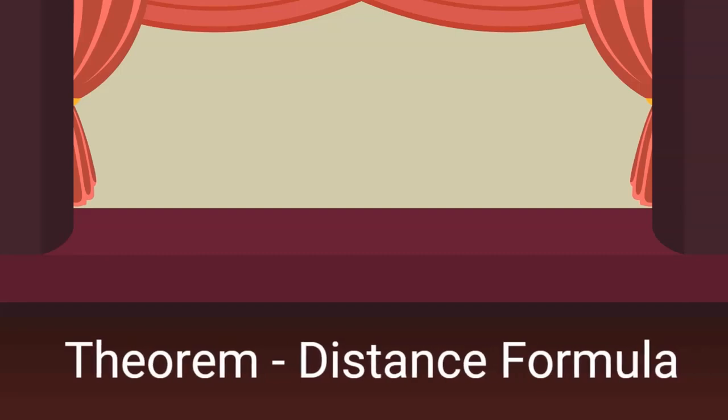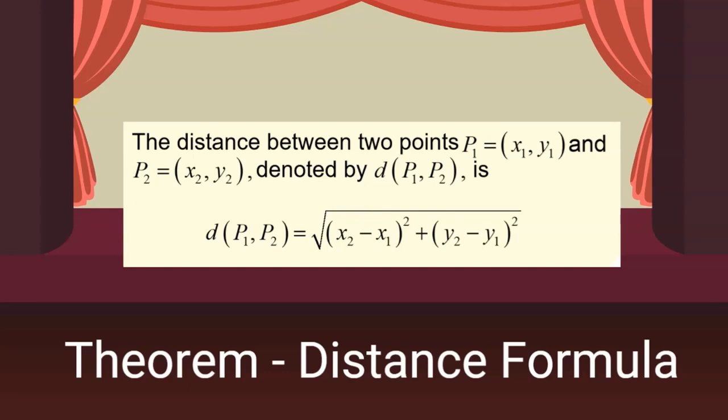From that example, we can actually create a distance formula. The distance between 2 points, P1 and P2, denoted by d(P1, P2), is exactly what we see here. It is equal to the square root of the difference in x squared plus the difference in y squared. And a hint from me, write this one down because you're going to need it.